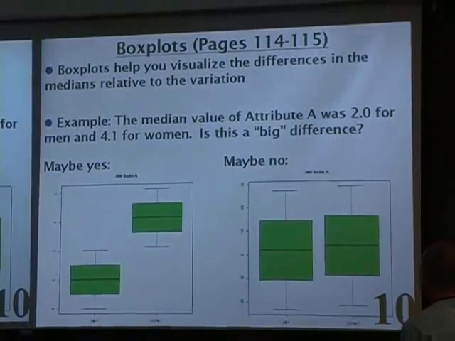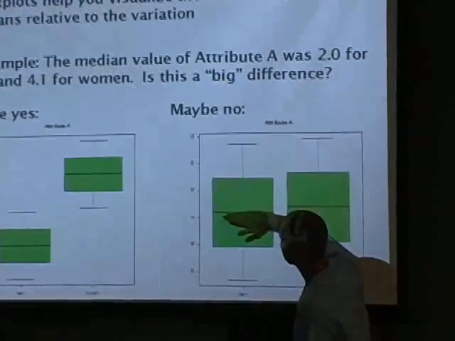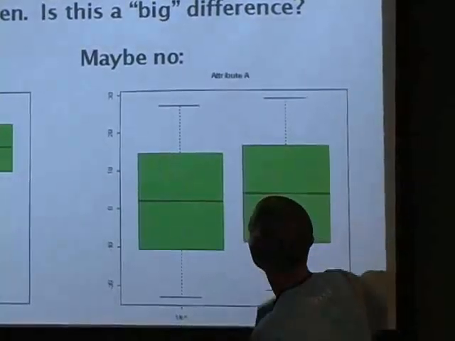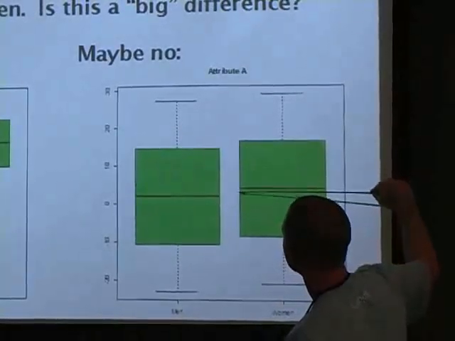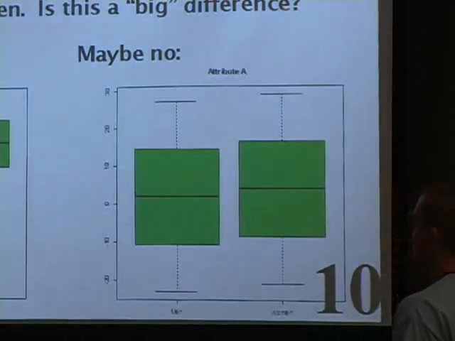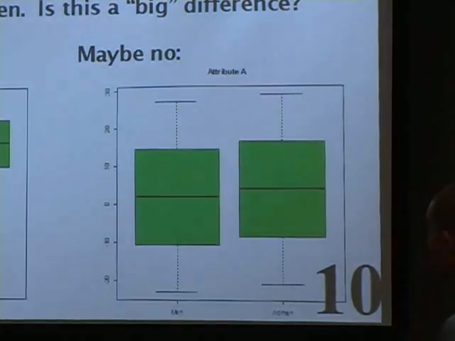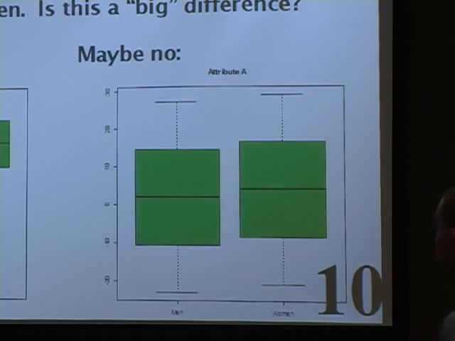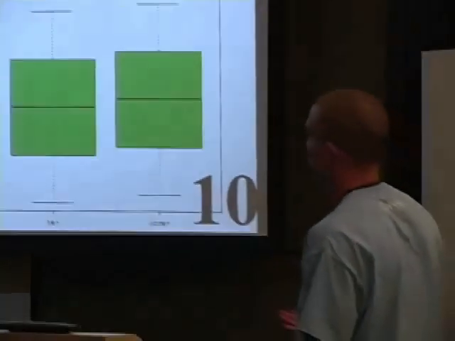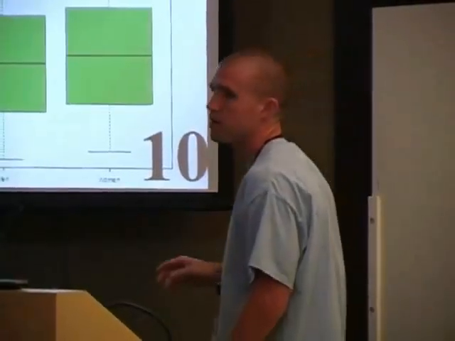Whereas over here, you see this value is still 2.0 and this is still 4.1. But, you know, the distributions are pretty much on top of each other. So maybe this isn't really a big difference. It still could be statistically significant. You know, it could still have some practical implications, but relative to the variation in the distributions, it's actually a small amount of change. So this is why box plots are useful.